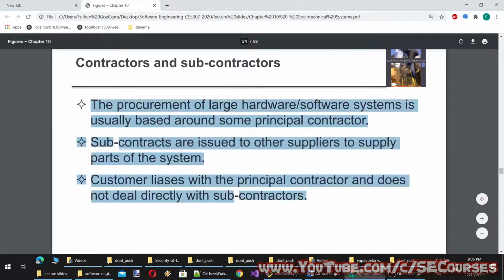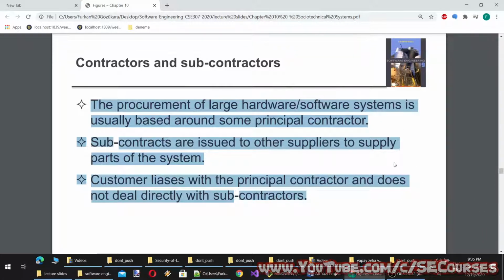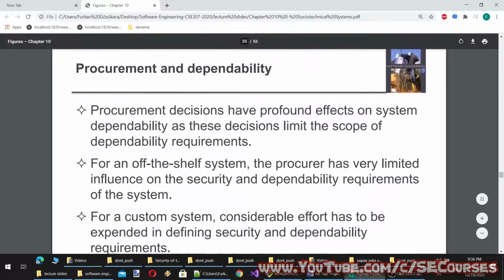Contractors and subcontractors. The procurement of large hardware and software systems is usually based around some principal contractor. Subcontracts are issued to other suppliers to supply parts of the system. The customer liaises with the principal contractor and does not deal directly with subcontractors. Okay.